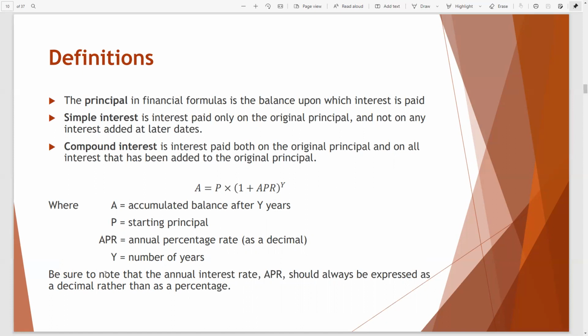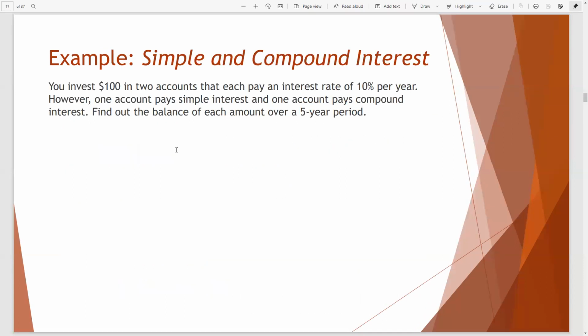Be sure to know that the annual interest rate, which is the APR or annual percentage rate, should be expressed as a decimal rather than a percentage when you carry it into calculation. So the percentage given in the question will be converted to decimals. All right, so the question.